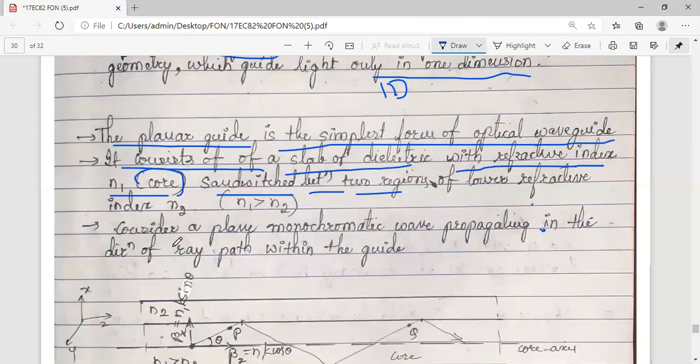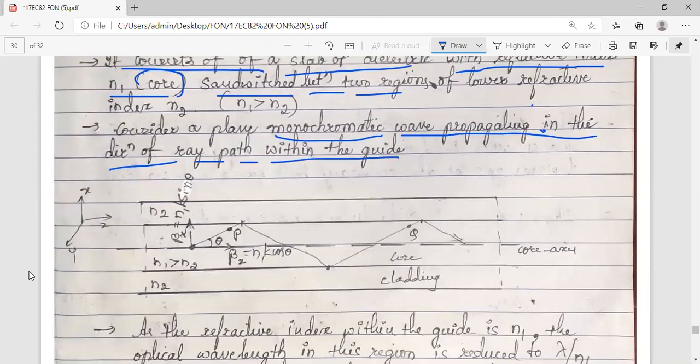Consider a plane monochromatic wave. What is monochromatic? A light which has a single color. We will consider a wave propagating in the direction of the ray path within the guide, the same structure you have already seen till now. You can see this part is your core and this is your cladding. The core has refractive index N1, and the cladding has refractive index N2. N1 is sandwiched between two cladding materials.